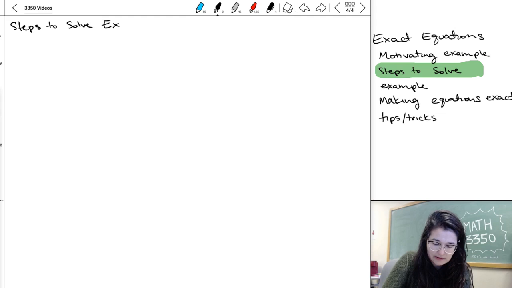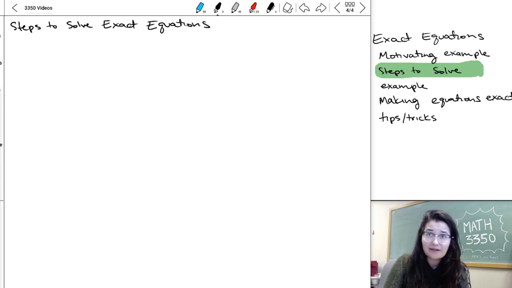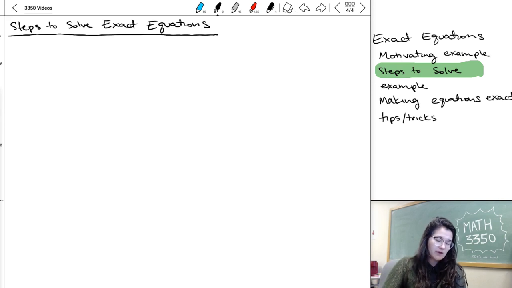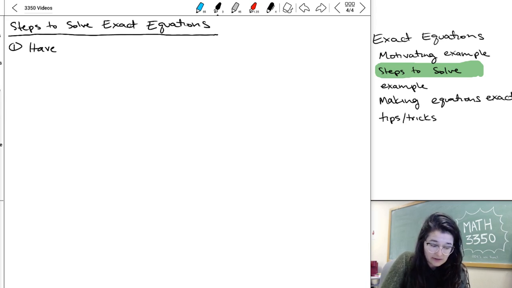So we're thinking about the steps to solve exact equations. And they get a little bit long. So our first requirement is that we need to make sure we have our ODE in the form of an exact equation.